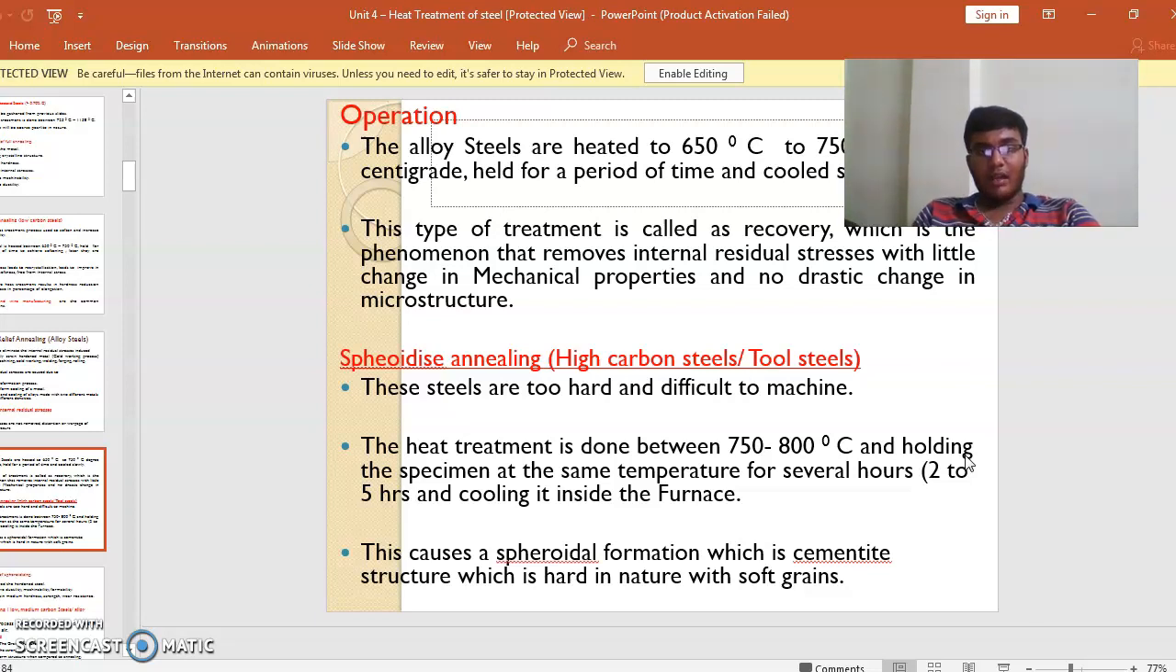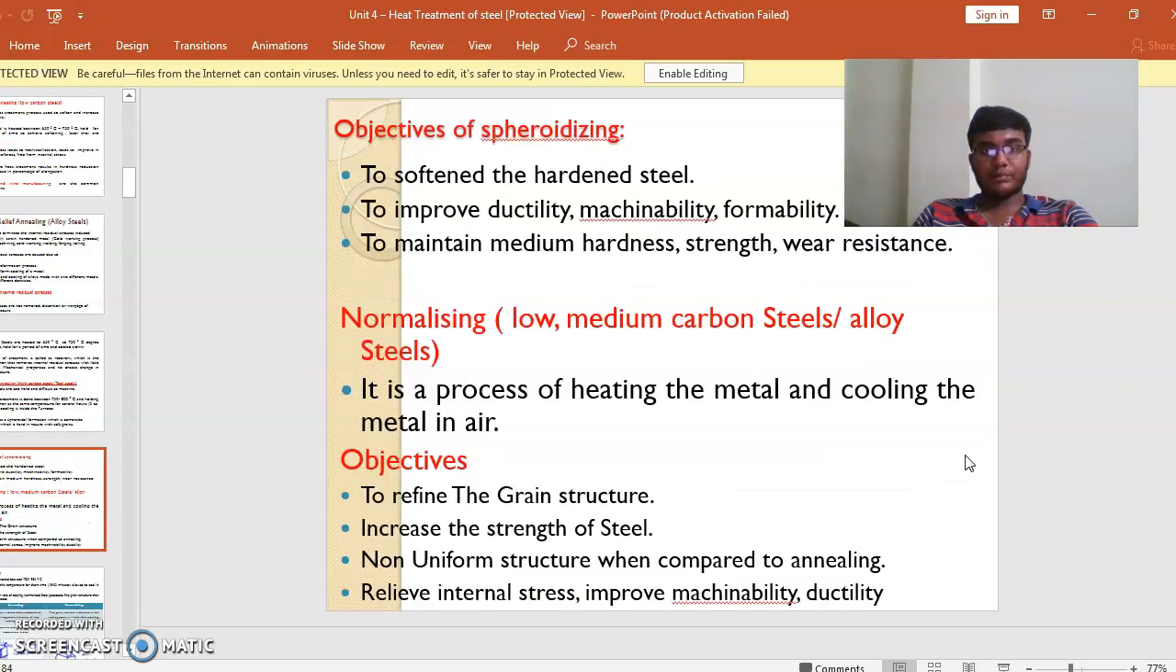Spheroidal annealing, especially for high carbon steels and tool steels. These steels are too hard and difficult to machine. The heat treatment is done between 750 to 800 degrees centigrade, holding the specimen at the same temperature for several hours, that is about 2 to 5 hours, and cooling it inside the furnace. This causes spheroidal formation, which is a cementite structure that is hard in nature with soft grains.